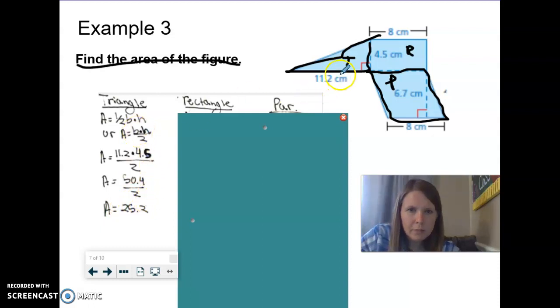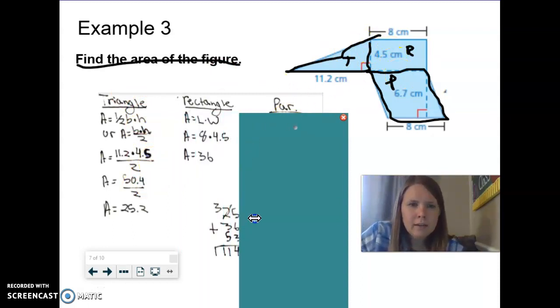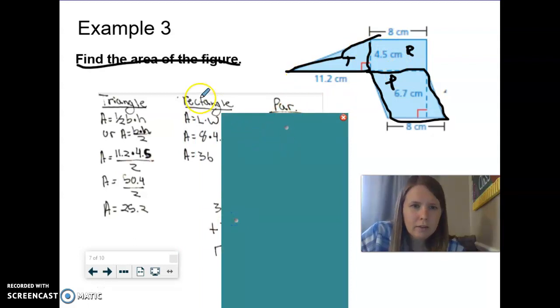Again, your base, that bottom part of that triangle, where is that triangle sitting? How tall is that triangle? Okay, and dividing it by 2 then. Rectangle, areas of rectangles, fairly easy. Okay, taking your length times your width. The length times my width, I've got 8 times 4.5.